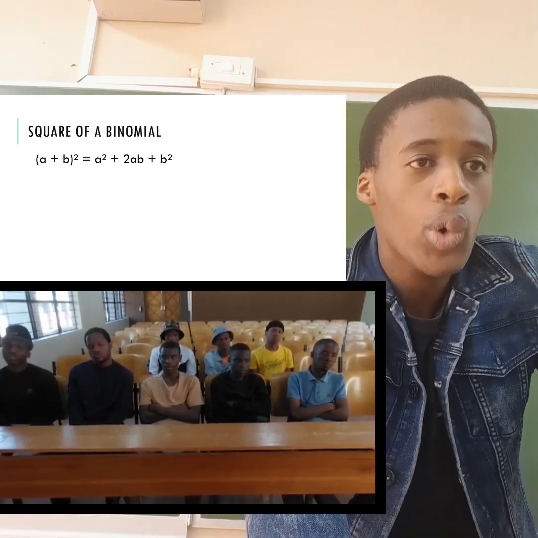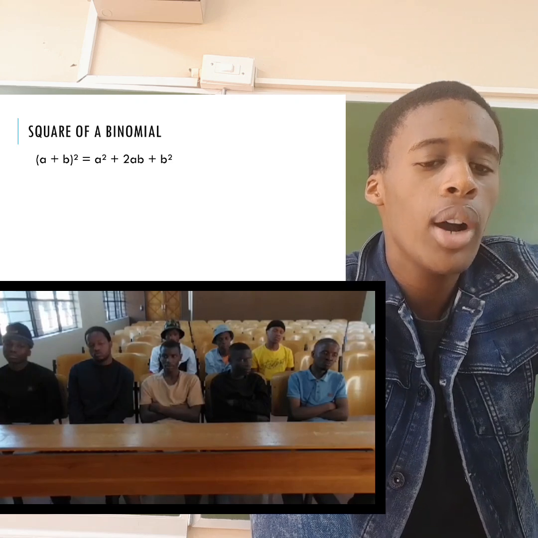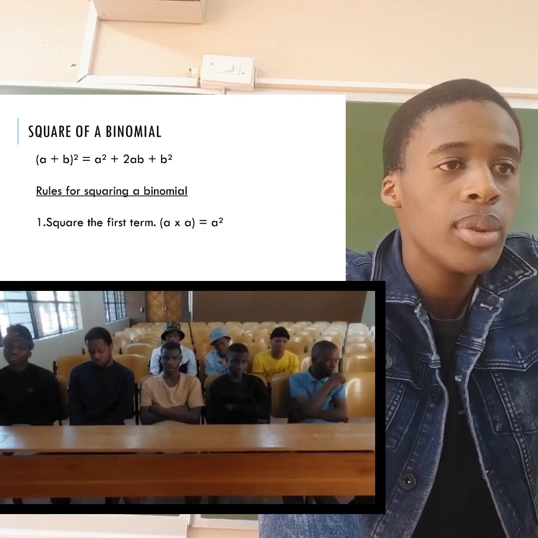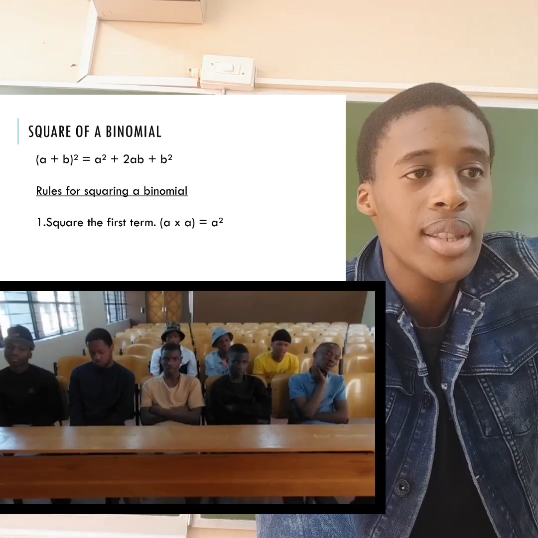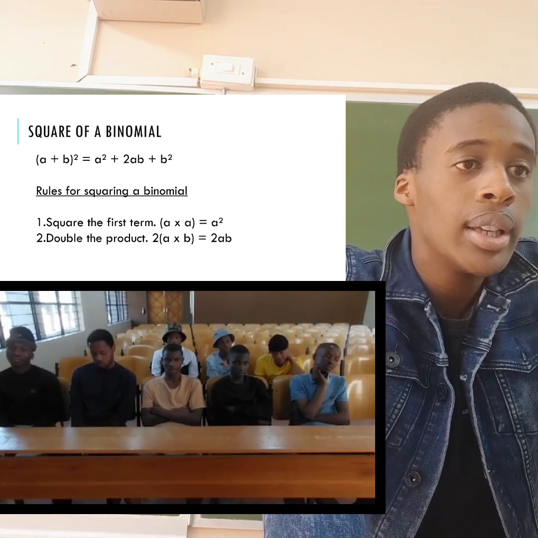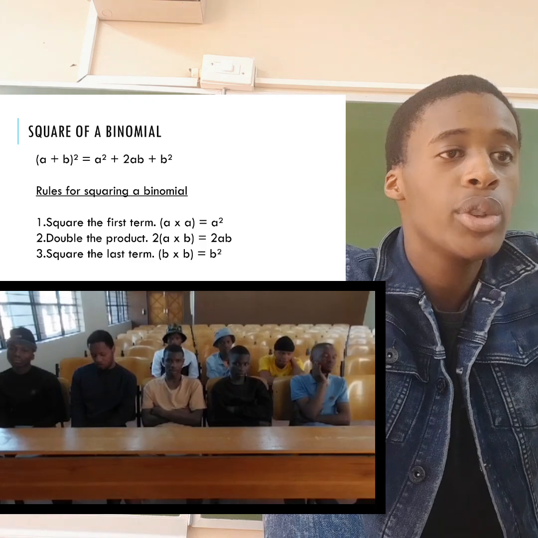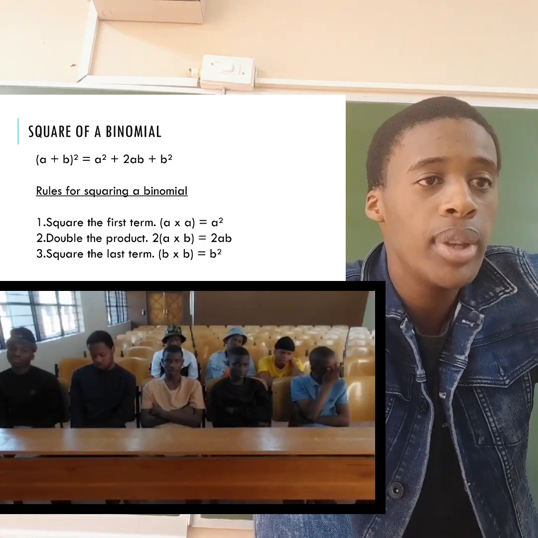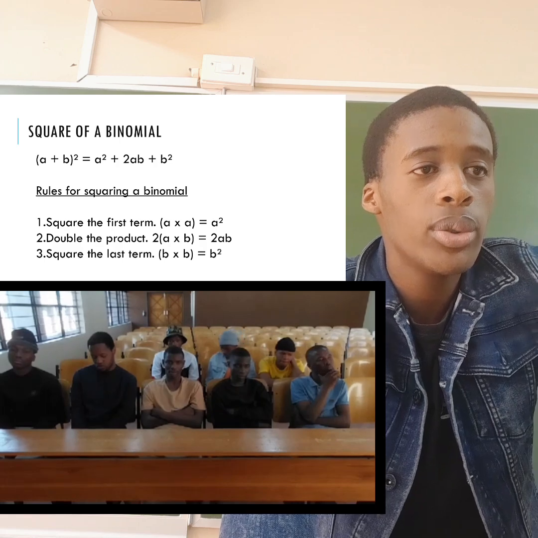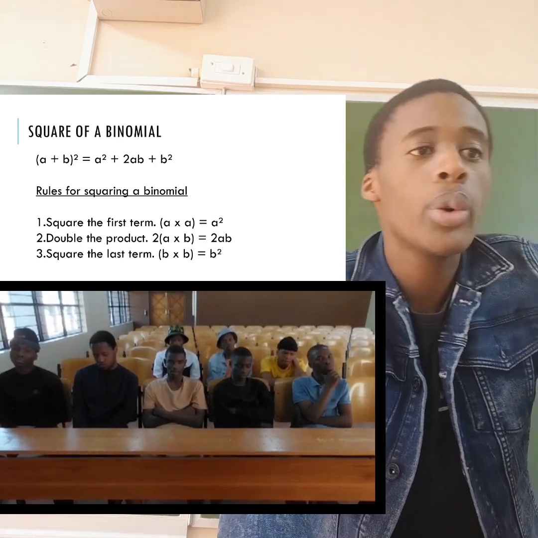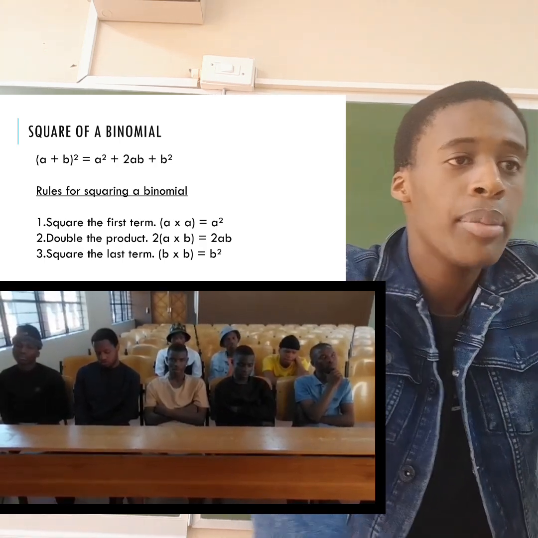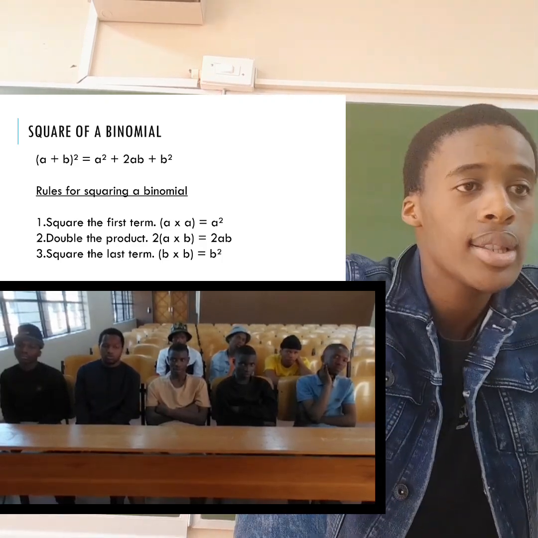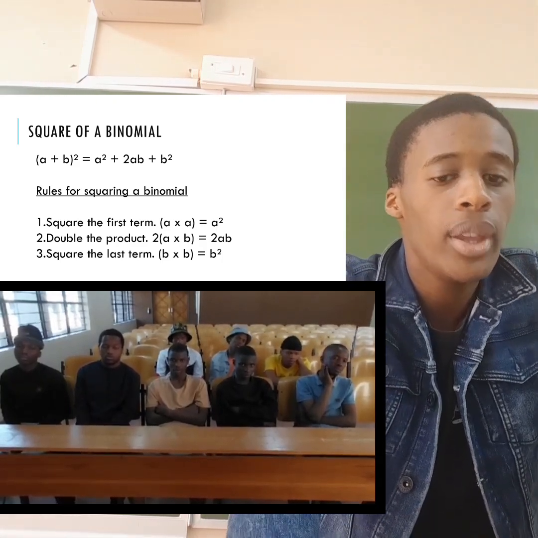And we can also have a square of a binomial. So how do we come around when we have a square of a binomial? It's simple. We square the first term, double the product, and we square the last term. For example, if we have (a plus b) all squared, what do we do there? We say a squared plus, then we double the product, it becomes 2ab, plus square the last term, which is going to be b squared.